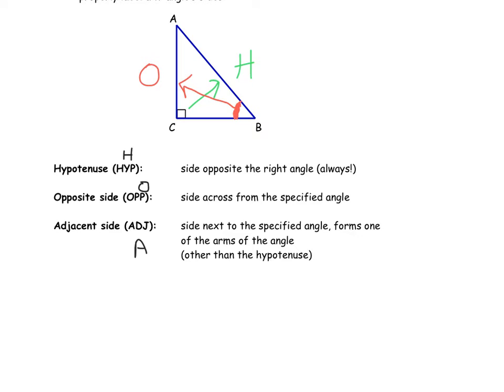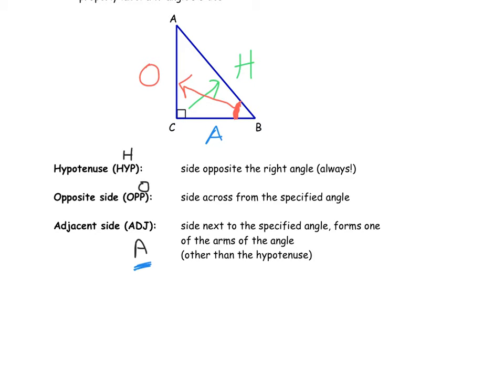Now there are 3 sides to a triangle, and I found 2 of the 3 sides and labeled them. So that leaves only one side, which is the adjacent side. The adjacent side, of course, by default, is the one that is left over. But I can also tell which one the adjacent is, because it's the side next to the specified angle that's not the hypotenuse. So if this is my angle, and one of the arms of the angle is the hypotenuse, the other arm of the angle has to be the adjacent one. And adjacent just means next to. So if that helps you remember which is which.